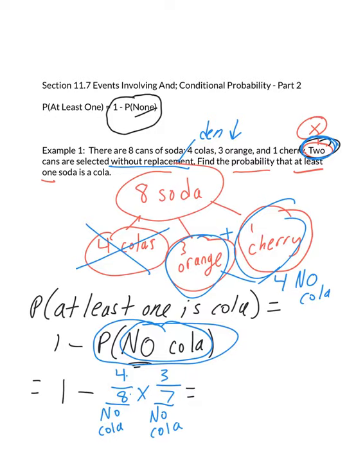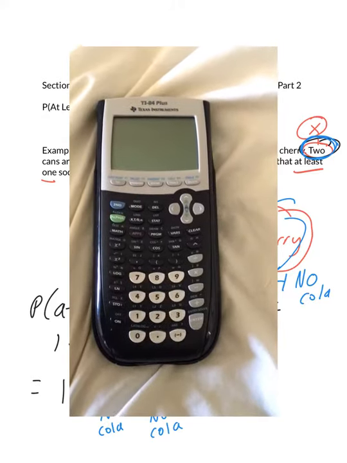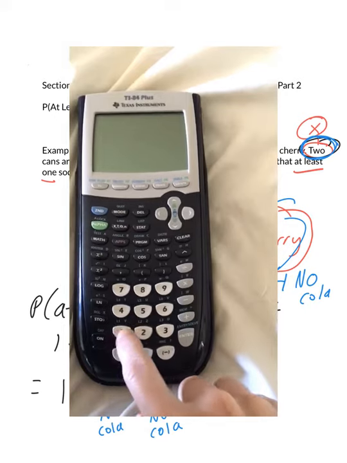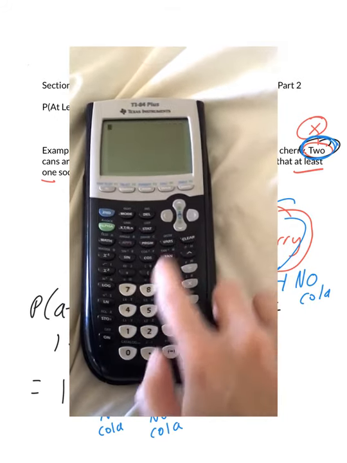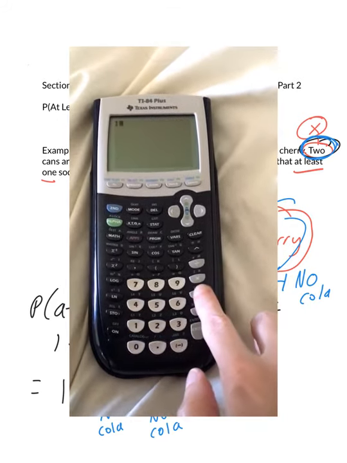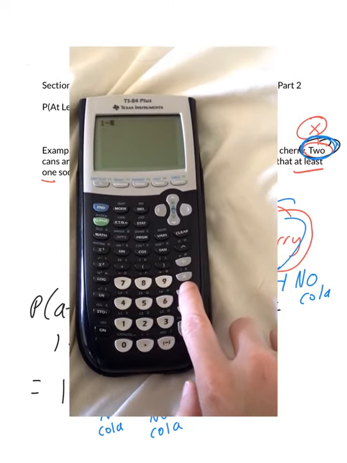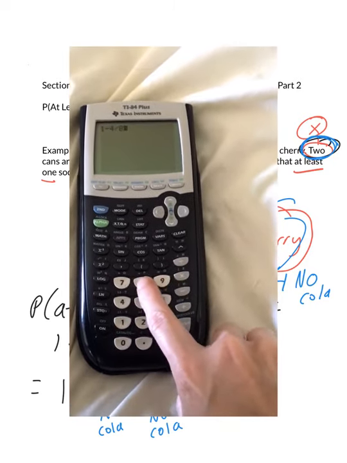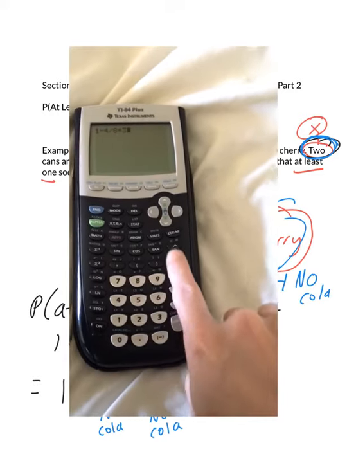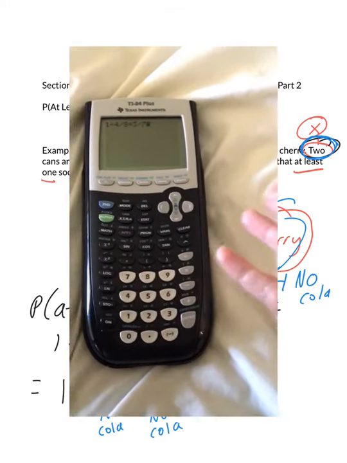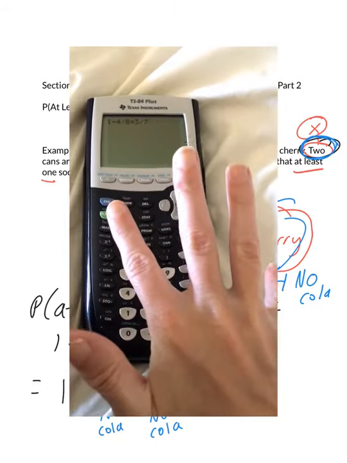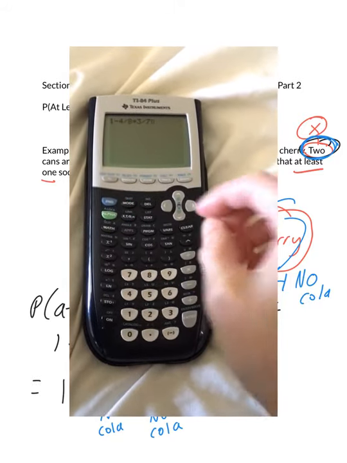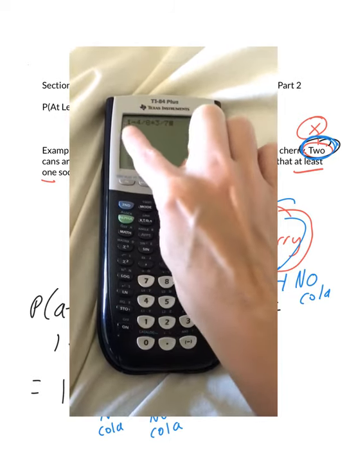Now I can just type this whole thing just like that from left to right into the graphing calculator to make the graphing calculator do the work from here. Typing it in, we start with the 1. Oh, gotta turn it on here first, clear the old stuff. 1 minus, then we had 4 divided by 8 times 3 divided by 7. What's nice is that this graphing calculator is programmed to do order of operations, so it knows to multiply before it subtracts.